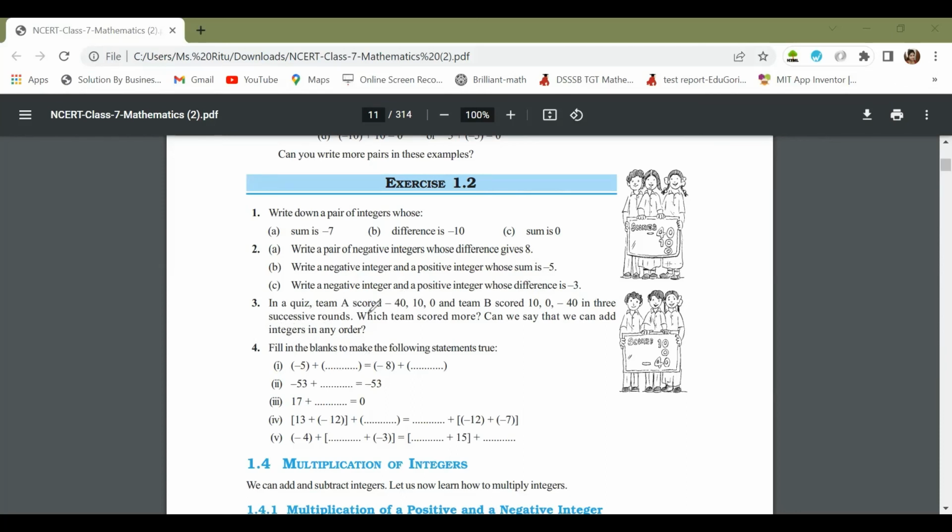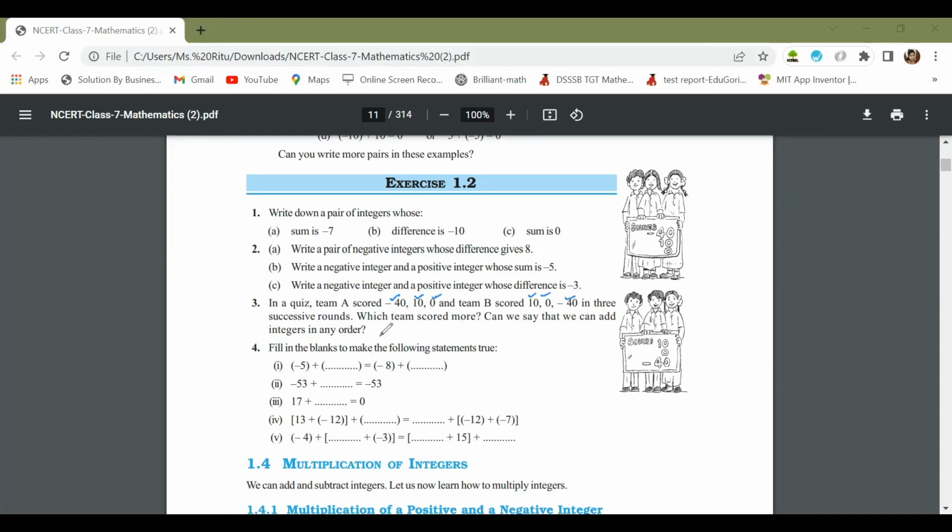In a quiz, team A scored these many marks. मतलब team A के जो है -40, 10 and 0 आया है, and team B scored 10, 0 and -40. Team B का जो है 10, 0 और -40 स्कोर आया है इन 3 सक्सेसिव राउंड. सक्सेसिव का मींस आई ऑलरेडी टोल्ड यू, एक के बाद एक राउंड हुए हैं क्विज में. तो टीम ए ने जो है फर्स्ट राउंड में -40 स्कोर किया. In the second round team A is scoring 10 marks and in the third round team A is scoring 0 marks. Similarly team B is scoring 10 marks in the first round, second round 0 marks, third round -40 marks.